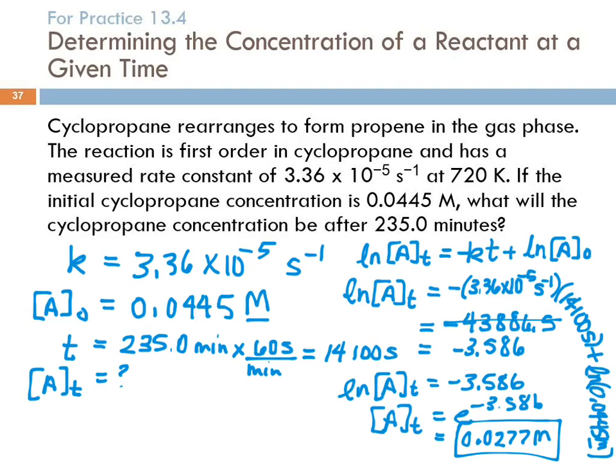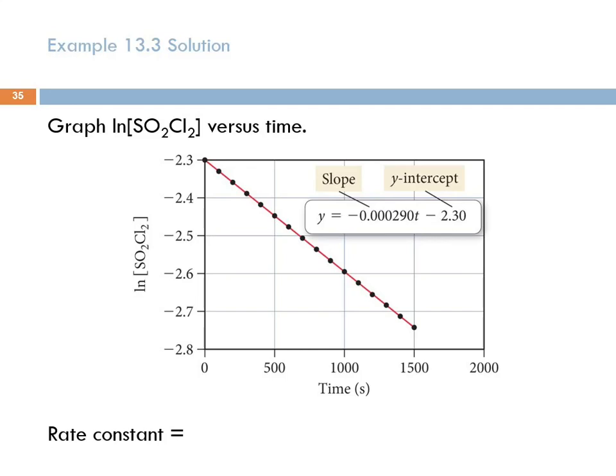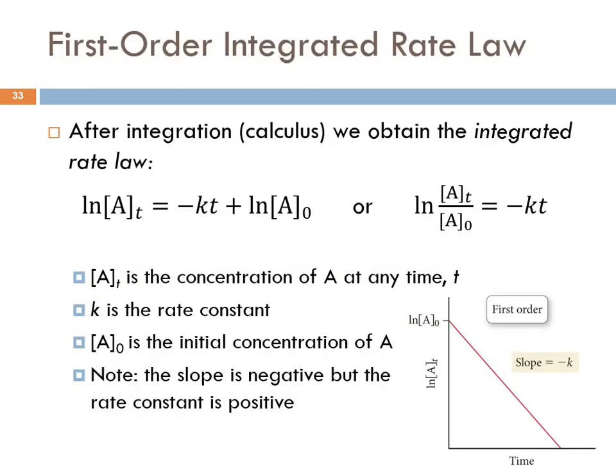Yes? I'm not sure if I just calculated it wrong, but my A of t is the same as the A initial. This isn't quite right. I'm getting minus 3.586. So let's jump back here a little bit. You see this guy? You could use that guy if you want to. I'm not sure if that would help or not, but that's an option. When you're rearranging things that involve logarithms, just be careful.